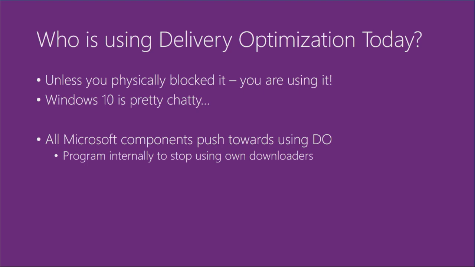Microsoft is pushing all of their download technologies to use DO. So Visual Studio will stop doing its own thing. Office will stop doing their own thing. Who's using the Office Click-to-Run installer? Yes, so the latest version now comes with delivery optimization support. Intune is coming with delivery optimization support. Config Manager is coming with delivery optimization support. So it's going to be a lot more content.